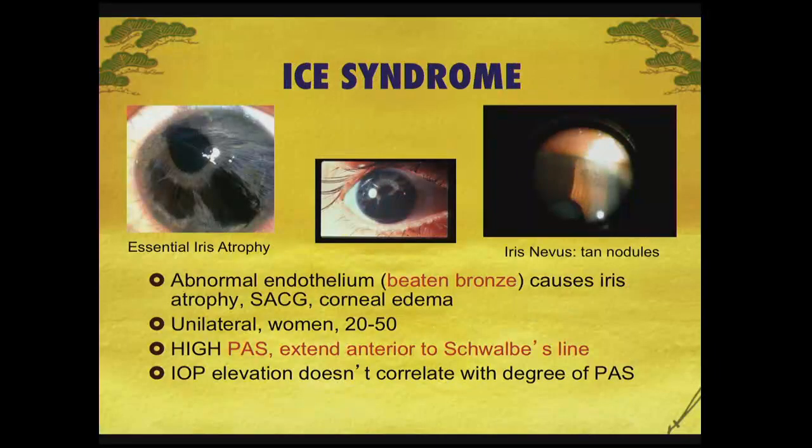ICE syndrome, again, the cornea section will probably review this in a lot of detail. This is a syndrome where you have abnormal endothelium that can look like beaten bronze. It can cause iris atrophy, a secondary angle closure glaucoma, and corneal edema. It's typically unilateral in women in their 20s to 50s. The PAS in this syndrome are different than what you see in neovascular glaucoma. Here the PAS extend beyond Schwalbe's line because the endothelium is abnormal, so it's not preventing the PAS from going further than where they normally would go. And just a test question, the pressure doesn't necessarily correlate with how much PAS you have.